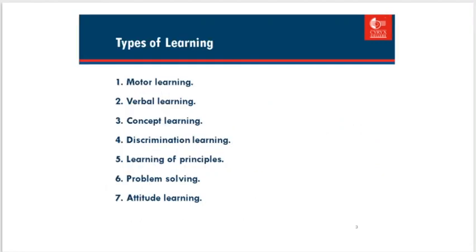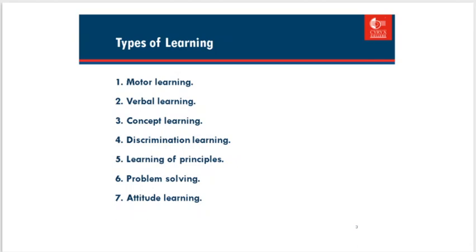Types of learning. First, motor learning. Most of our activities in our day-to-day life refer to motor activities. The individual has to learn them in order to maintain his regular life. For example, walking, running, skating, driving, climbing, etc. All these activities involve muscular coordination.